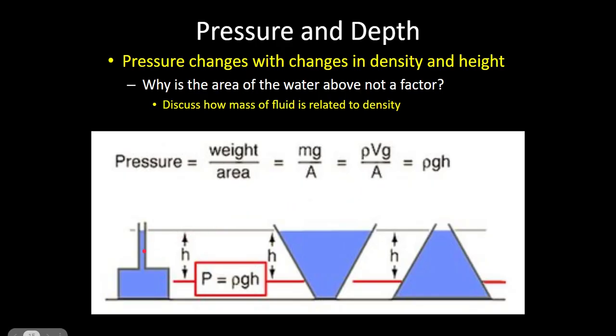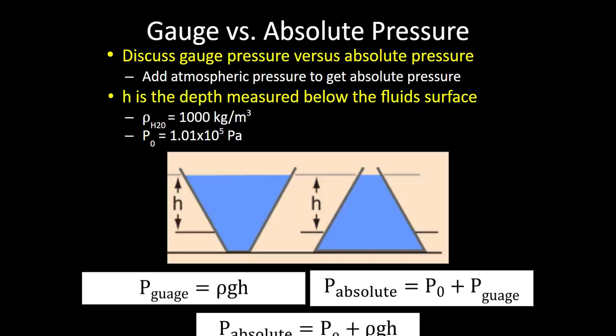So the shape of the container is irrelevant. It's the depth that you're in the container that matters. So the equation breaks down to pressure equals the density of the fluid times gravity times h, where h is the depth. And that's why that answers this question: why is the area of the water above not a factor? Because when you do volume divided by area, those factors cancel out.